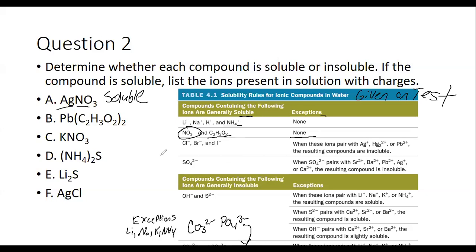Lithium sulfite. So anything with lithium is soluble, so that's soluble. Silver chloride. Chloride is soluble unless it is paired with silver. So you cannot dissolve silver sulfite. And I have untitled option 2. It looks like I forgot to make that one. So silver chloride is not soluble.